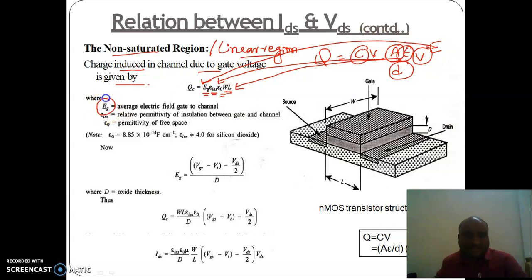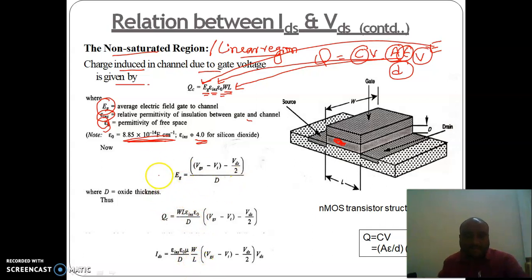Eg is the electric field, epsilon ins is the relative permittivity of the insulation between gate and channel, that is silicon dioxide between gate and channel. Its typical value is 4, where epsilon naught is the permittivity of free space, whose typical value is 8.85 into 10 power minus 14 farad per centimeter.